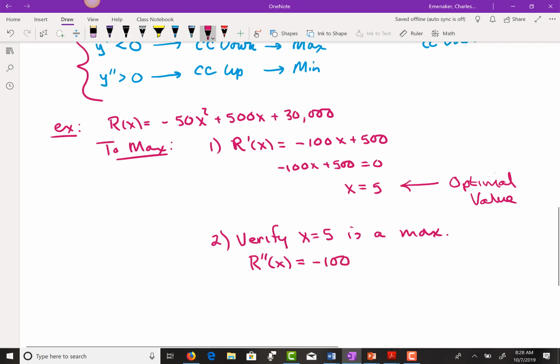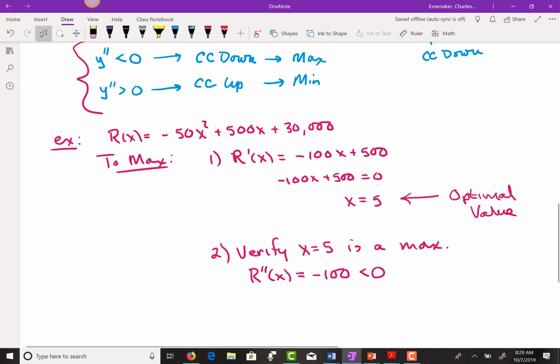It will, in some cases, just come out to be a number. In those cases, you've got things easy. Negative 100 is less than 0. If it's less than 0, is it concave up or down? It's concave down. And if it's concave down, you have a maximum. Remember, concave down looks like this. Okay? May sound silly. Here's how I remember it. If things are going negatively, are you smiling or frowning?